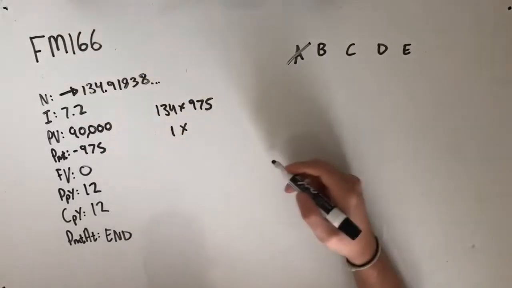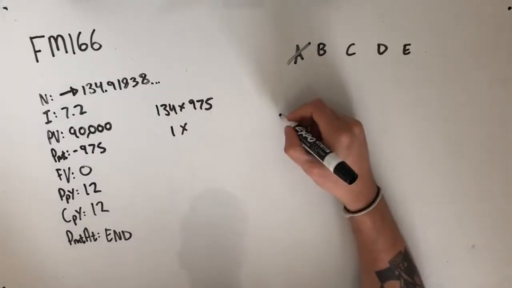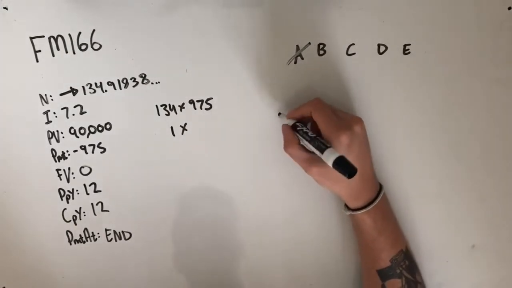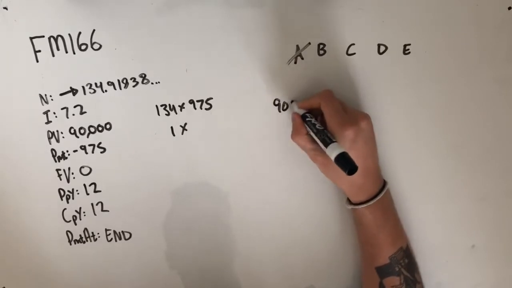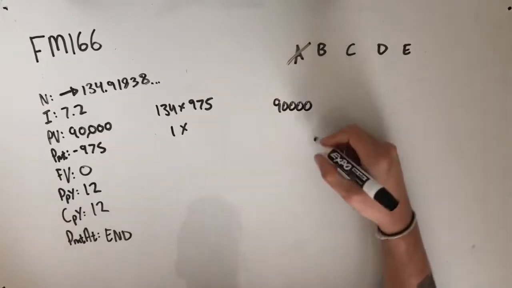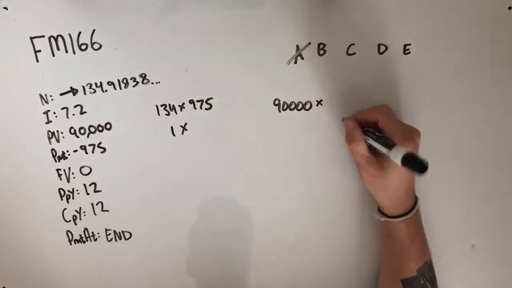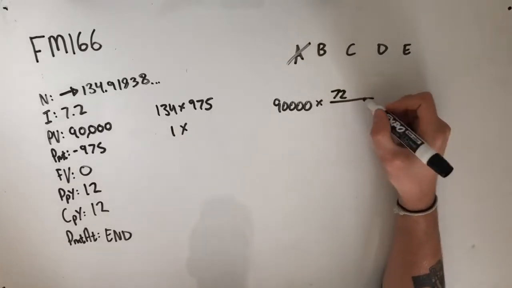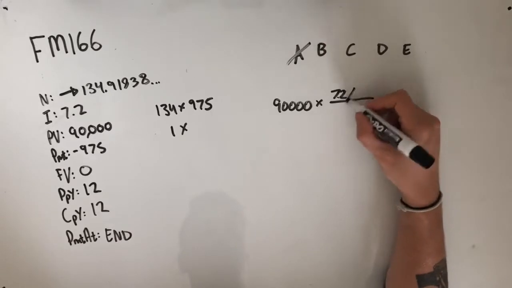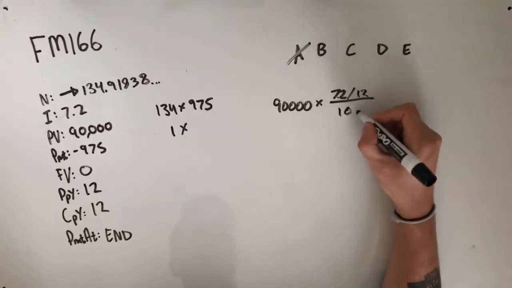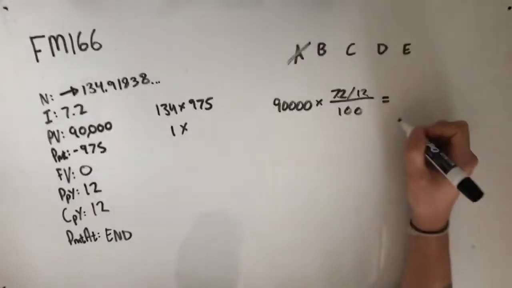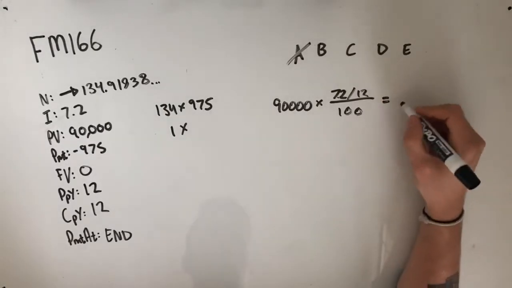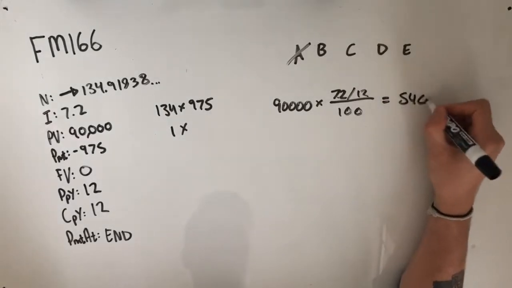interest by looking at the fact that during our first payment, we will owe $90,000. Now, we know that we have a yearly interest rate of 7.2%, and our payments are being made monthly. So if we divide that by 12 and put that over 100, completing this in your calculator, you'll see that this will give you $540.